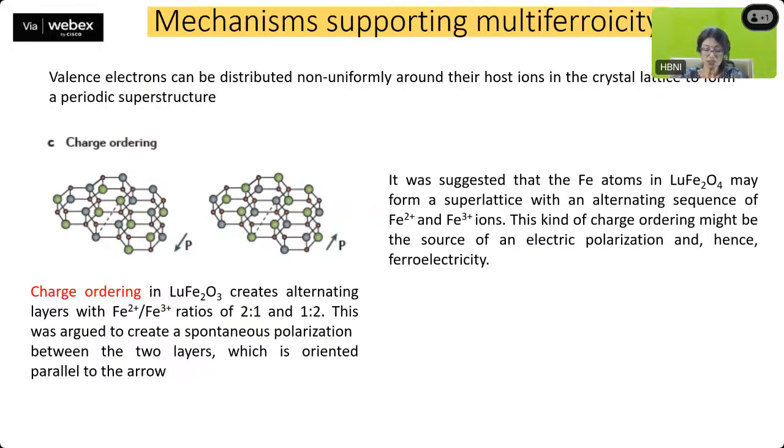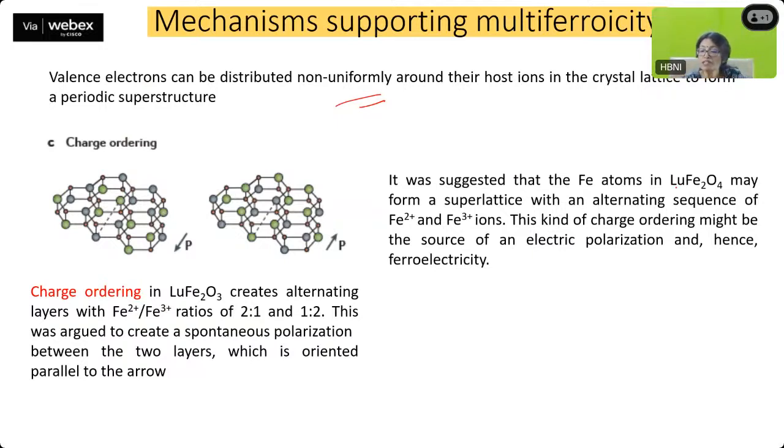Now there is another kind which comes in, and this is basically charge ordering. Charge carriers can localize and form a non-centrosymmetric superlattice, leading to ferroelectricity due to the charge ordering. Long-range magnetic order, and hence multiferroicity, may arise at a separate phase transition. Valence electrons, as you can see, can be distributed non-uniformly around their host ions in the crystal lattice, and they form a periodic superstructure.